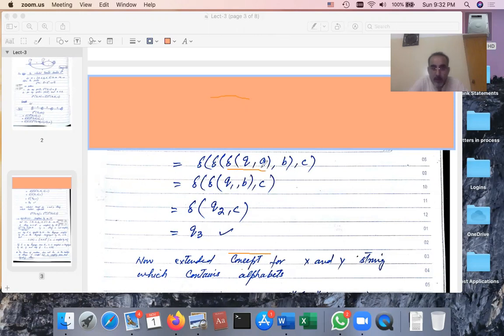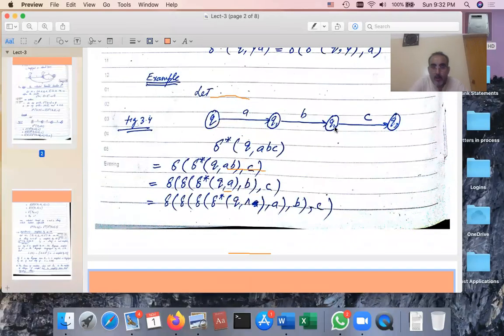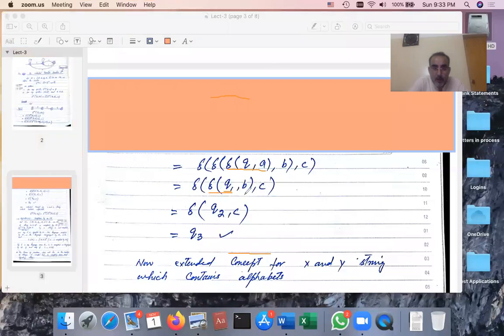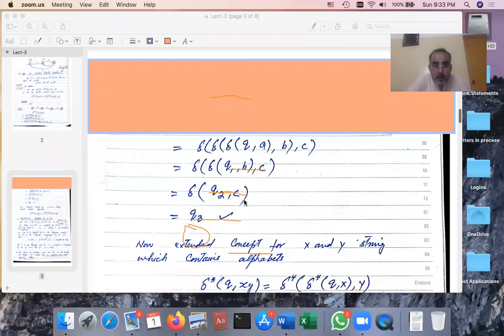And now for the outer delta, in place of delta Q comma A, I reach Q1, and then B and C. Now this delta Q1 and B. In the diagram, at Q1 taking B, where will I reach? Q2. So you replace this one. Then delta Q2 C, from the diagram, I reach Q3. So this is the process. This is the example to understand the extended transition function. Now, another example.